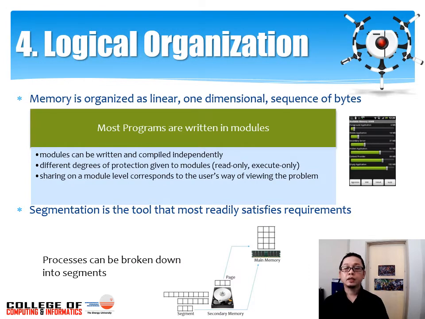Number 4 is the requirement to enable a logical organization of this memory space. Memory is organized as a linear, one-dimensional sequence of bytes. For example, if you have 100 megabytes of memory available, it is represented just as that. It is visualized as one linear sequence of the available memory block. But in fact, it is not as simple or as beautiful as that representation. This is what we call the logical organization, and this information is usually what is used by the user.